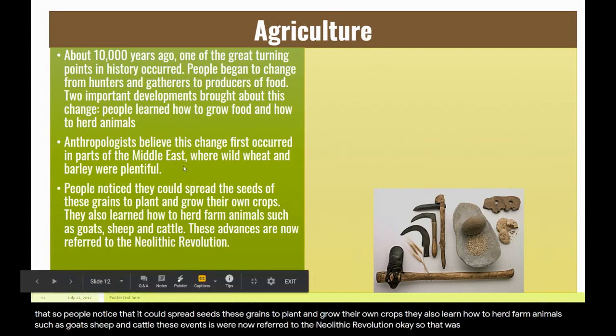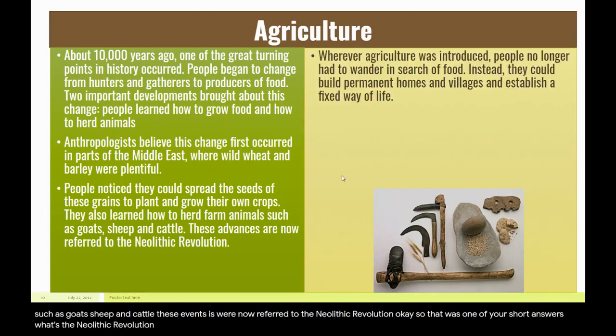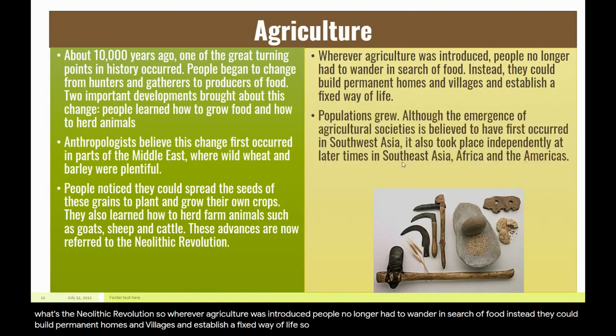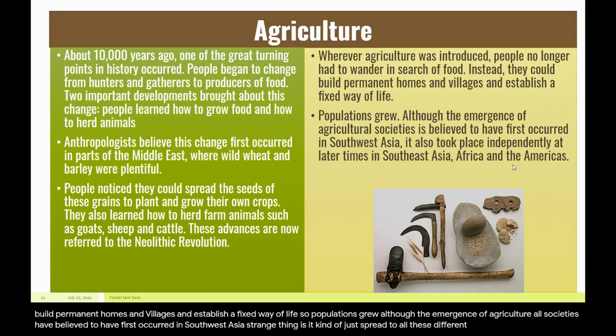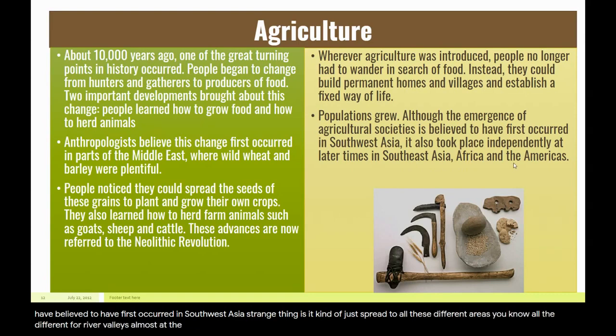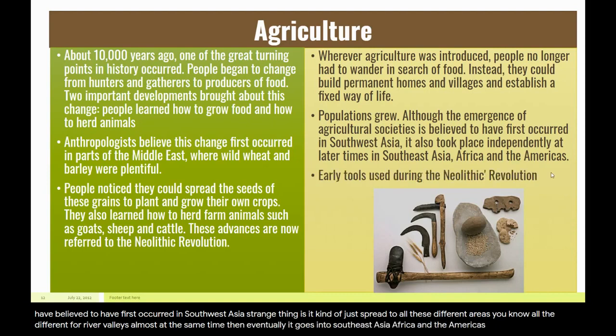Okay, so that was one of your short answers. What's the Neolithic Revolution? Wherever agriculture was introduced, people no longer had to wander in search of food. Instead, they could build permanent homes and villages and establish a fixed way of life. So populations grew. Although the emergence of agricultural societies is believed to have first occurred in Southwest Asia, the strange thing is it just spread to all the different river valleys almost at the same time. Then eventually it goes into Southeast Asia, Africa, and the Americas.